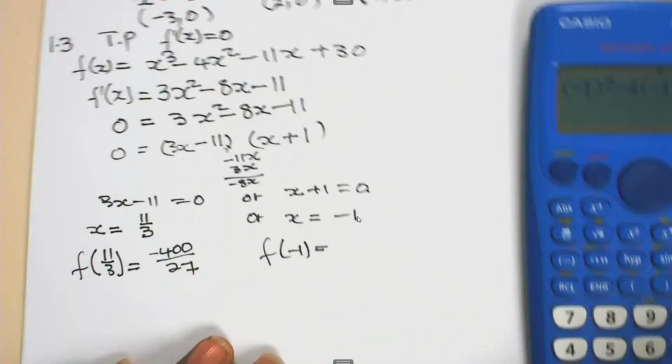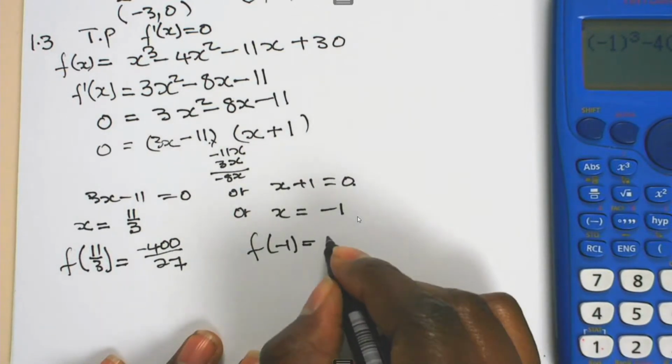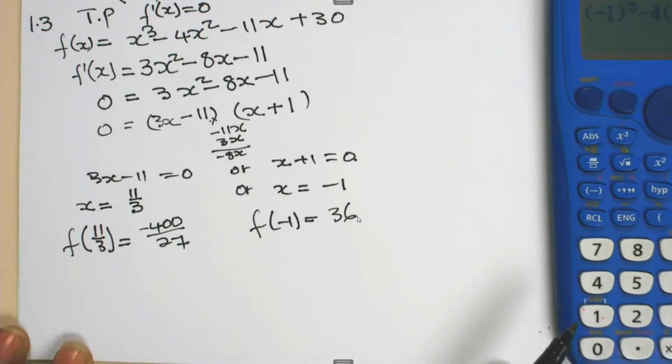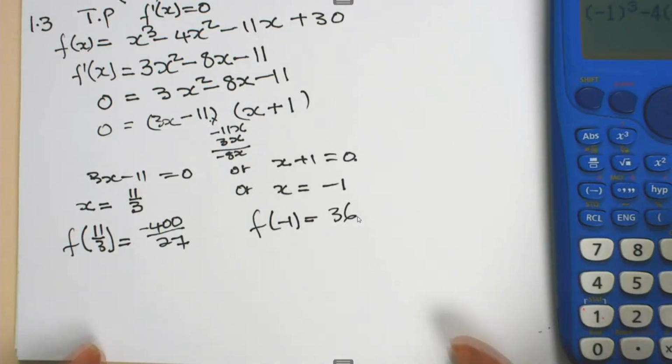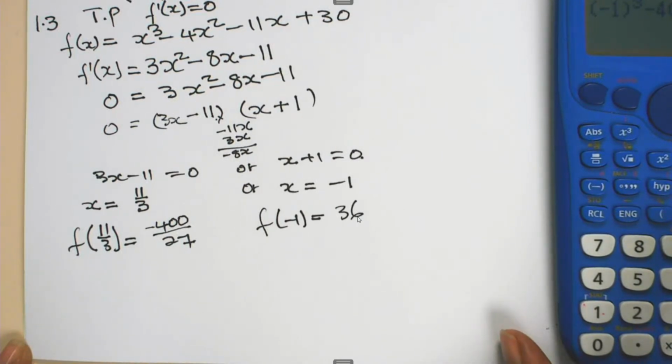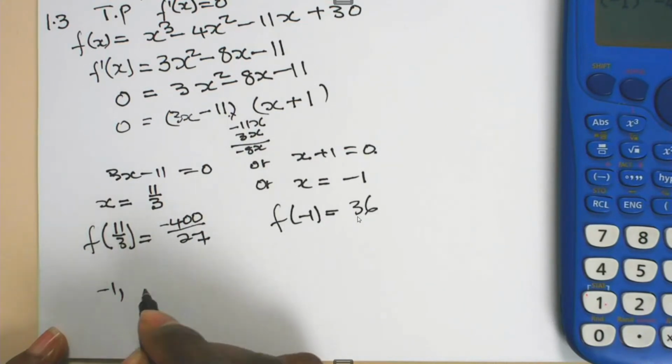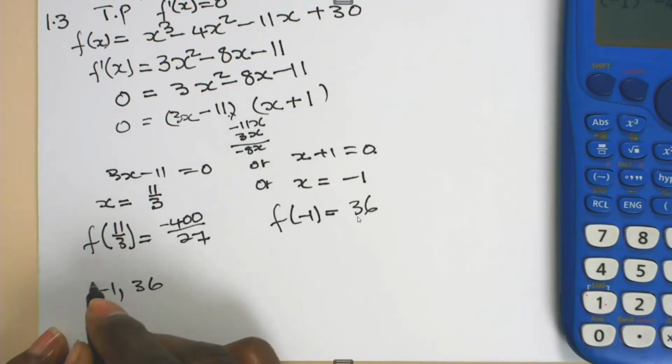Then we have the value of y as being 36. When the value of x is equal to -1, then the corresponding y value is 36. Now we need to write this in coordinate form. And I normally encourage my learners to start first with the small value of x. Therefore, we'll have -1 and 36, the first TP.